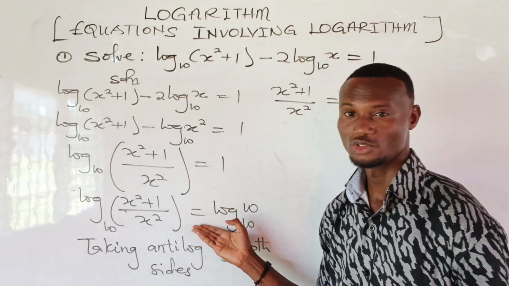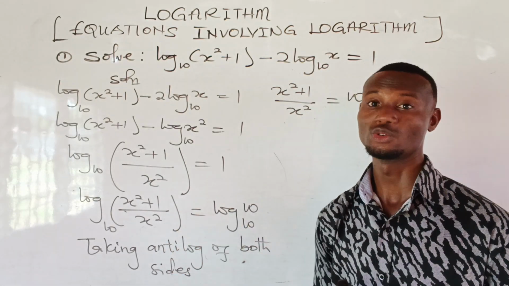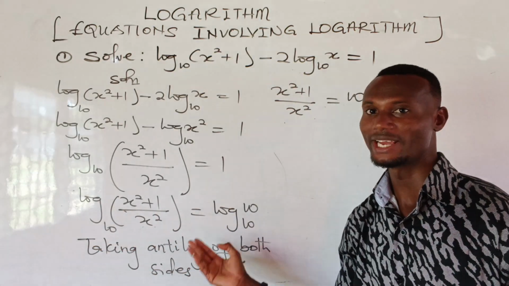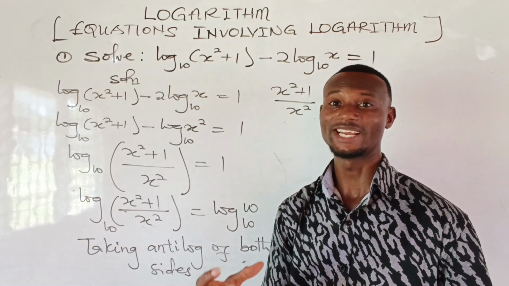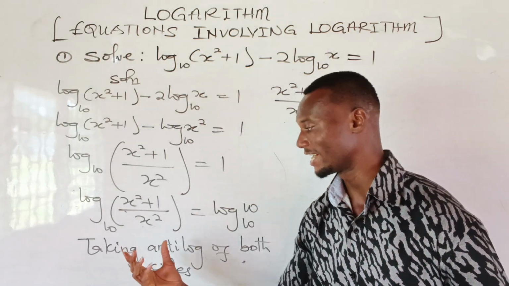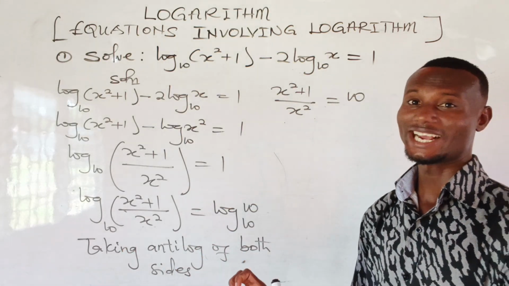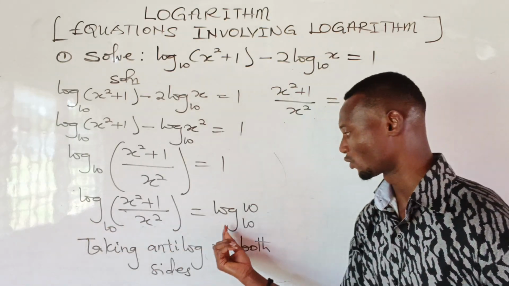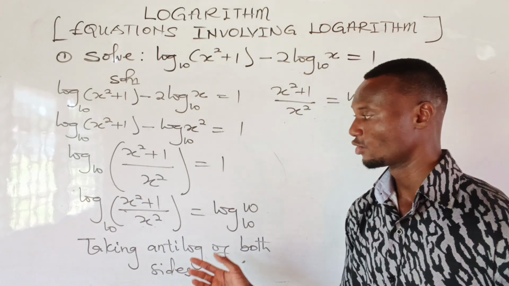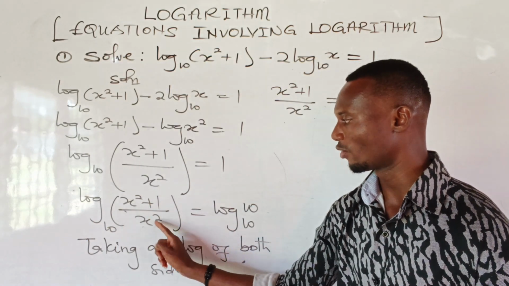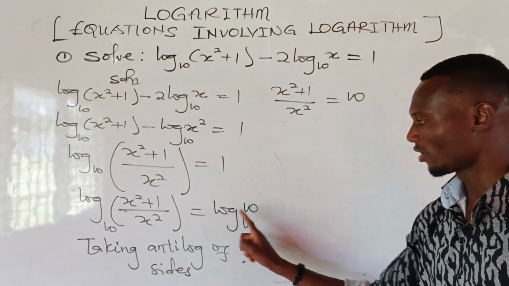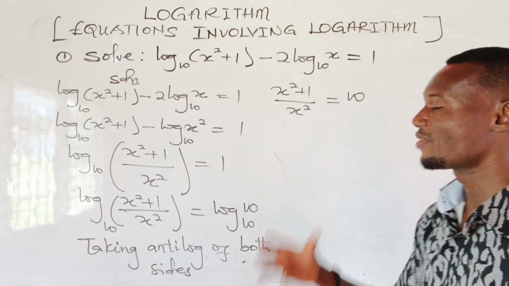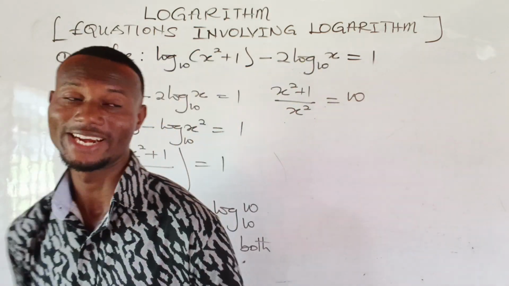So from here, to proceed and solve further, we need to get rid of the log because there's log here, there's also log here. How to achieve that is to take anti-log of both sides, and that's what we did. So immediately we take anti-log of both sides, the log here will be out of it and also the log here will be out of it. So we are left with s squared plus 1 over s squared equals the 10 which is here, and that's what I've written here. So from here, let's proceed and solve further.